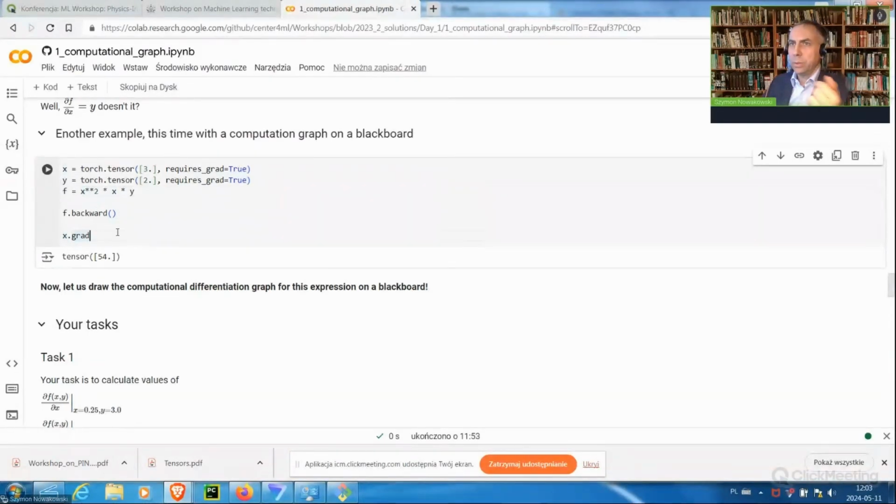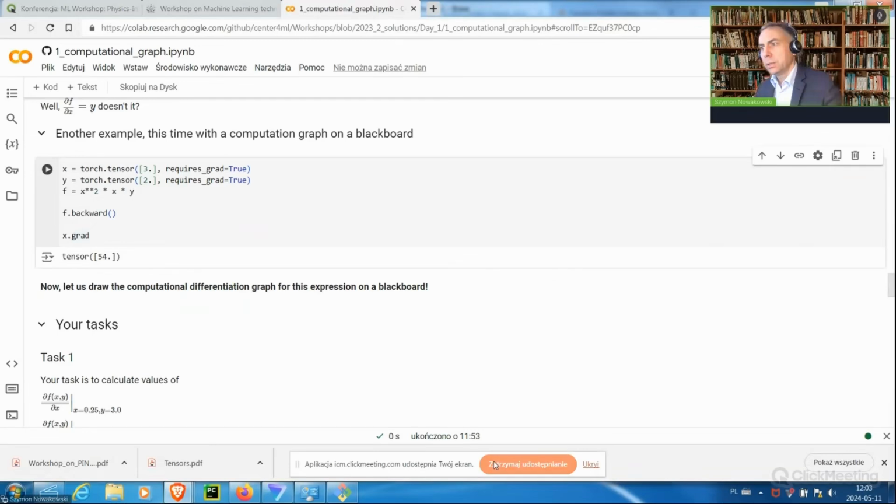Before we go to my handwriting, let's just notice that we should expect the value 54 as a result, because you can also calculate it by hand. You have a function x cubed times y, you calculate the gradient with respect to x at a point given by two coordinates, 3 and 2, and you should expect the value of 54. You can also do that calculation by hand before we begin. It is very easy, and I encourage you to do so to make sure that we should expect 54.